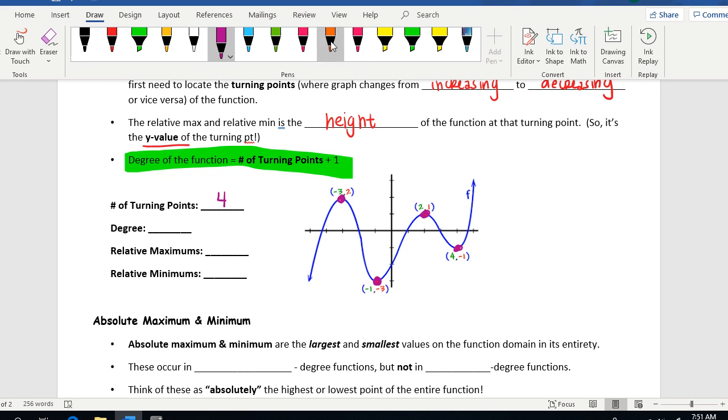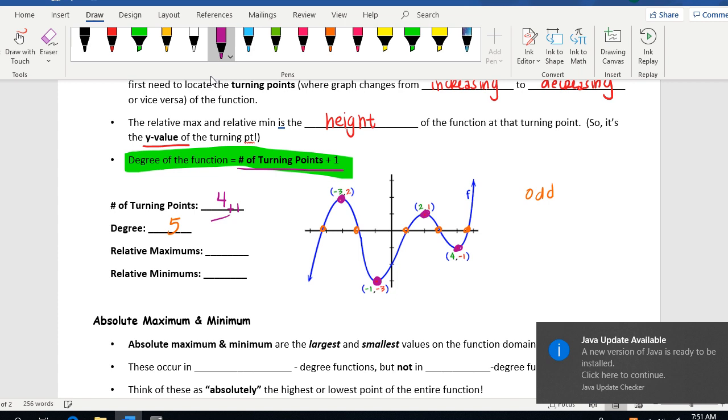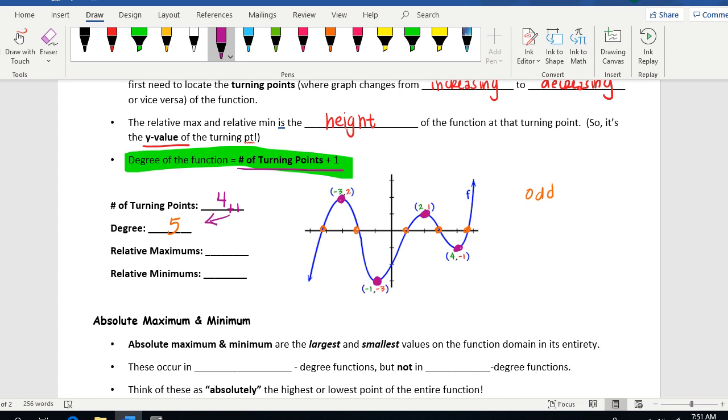Now, don't forget what we've done in the past. We can look at this and say this is an odd function. So I know that my degree has to be like a 1, 3, 5, 7. Or I can look at my x-intercepts, and I have 5 x-intercepts. But I can also now use this cool piece of information and take my turning points and add 1, which gets me 5. So there's multiple ways to find our degree.